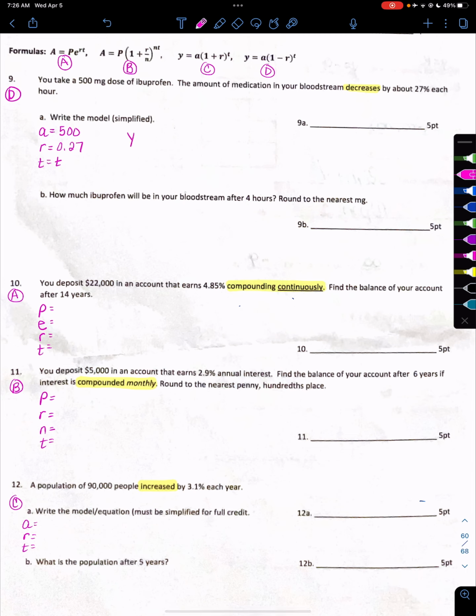So I have Y equals 500. Now, I'm referring to equation D right now because this is the one that I said I was going to use. Parentheses, 1 minus 0.27 to the power of T. I'm going to simplify this here in parentheses. So it's Y equals 500. Then this one here, when we subtract it, will give me 0.73 to the power of t. That is our model. That's our equation simplified.